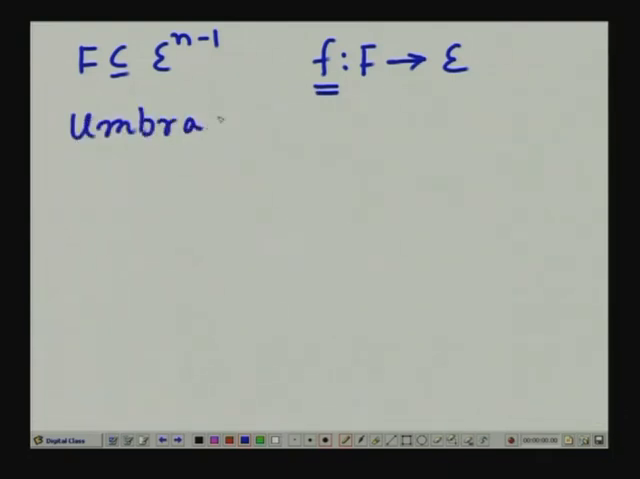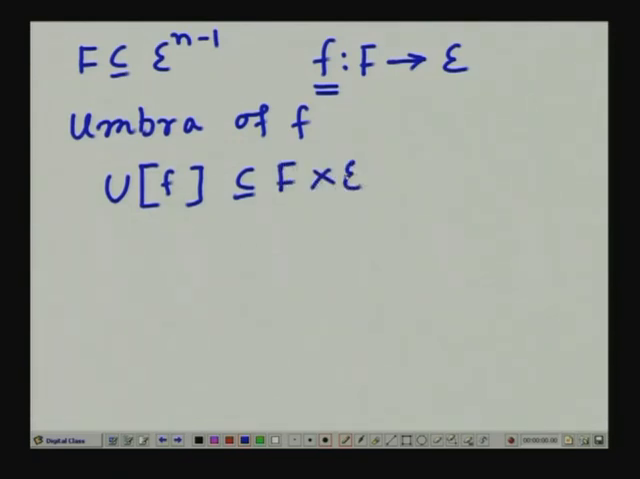Now, we define the umbra. Given a region of support, say F, which is a subset of n minus 1 dimensional Euclidean space. One more thing: you find that this top surface is something like a mapping function. We can represent this as a mapping function which maps this region of support F to 1-dimensional Euclidean space. Now, given this top surface, we can define the umbra of F, as U(F), which is obviously a subset of n-dimensional Euclidean space. F is in n minus 1 dimensional Euclidean space; if I take the Cartesian product with 1-dimensional Euclidean space, what I get is n-dimensional Euclidean space.